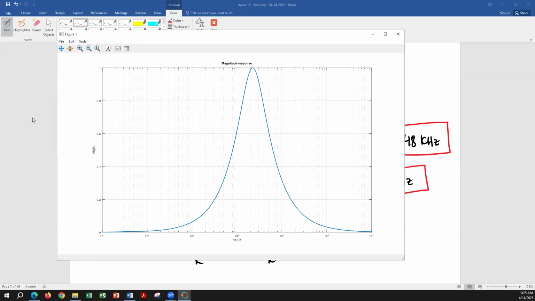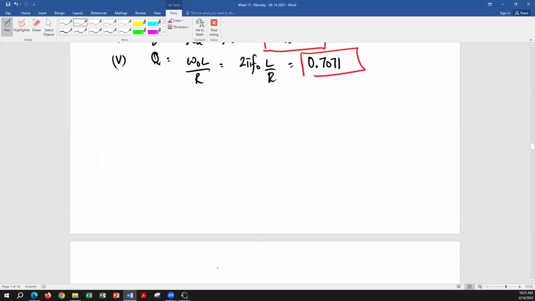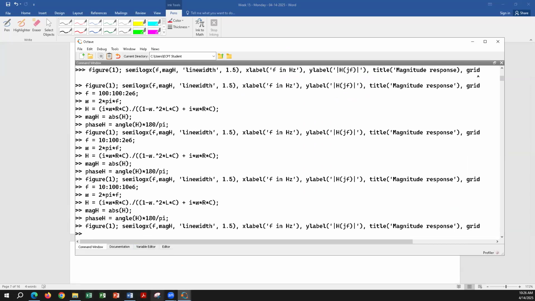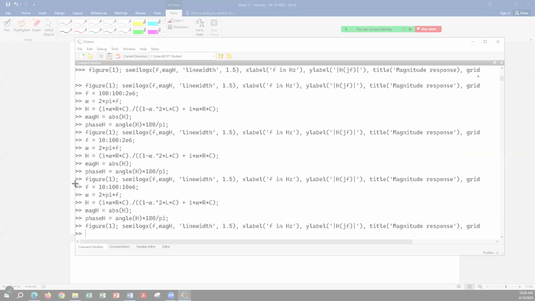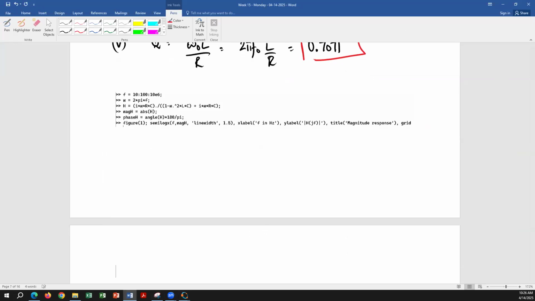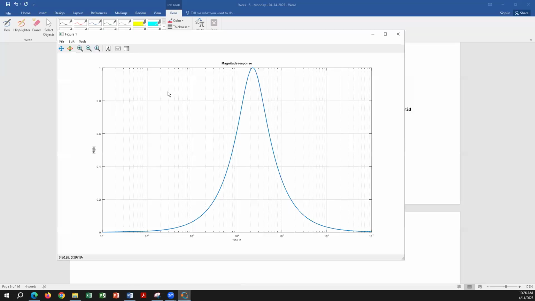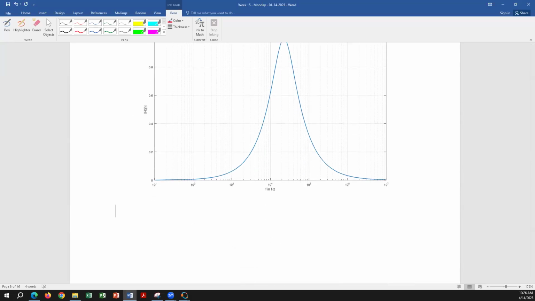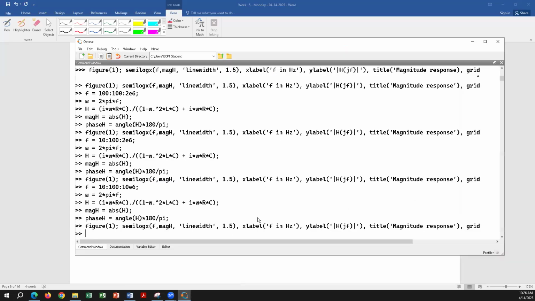Let's copy this and let's go ahead and paste it along with the code. Let's put the code first. This is the code, and then the magnitude response is this. Go ahead and plot the phase response as well and see how it looks. This is the magnitude response. And then let's plot the phase response as well.